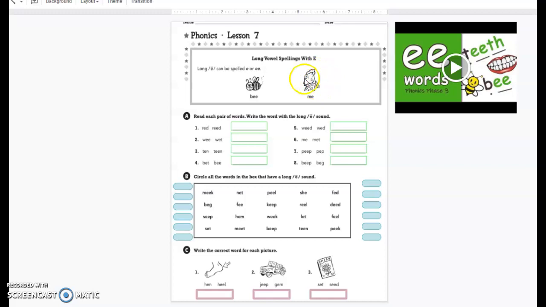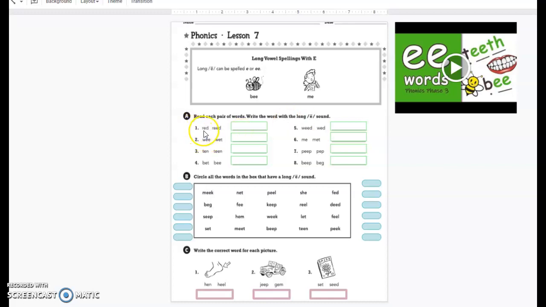And then we have a picture of a little girl and it says me, but it's spelled with just one E. So some long E's can be spelled with just one E. Some can be spelled with two E's. So what we're going to do here is we're going to read each pair of words and we're going to write the word that makes the long E sound. Remember, long vowels say their name.